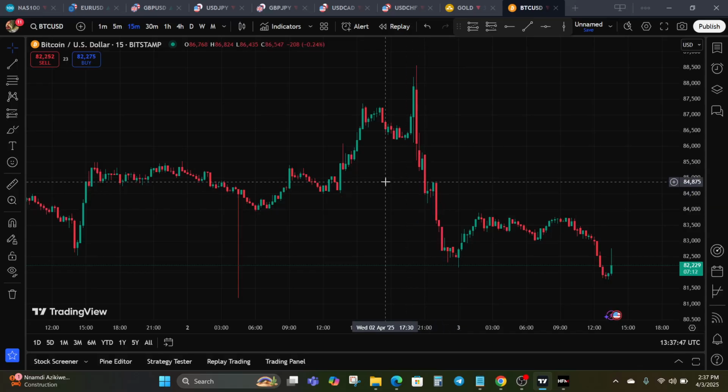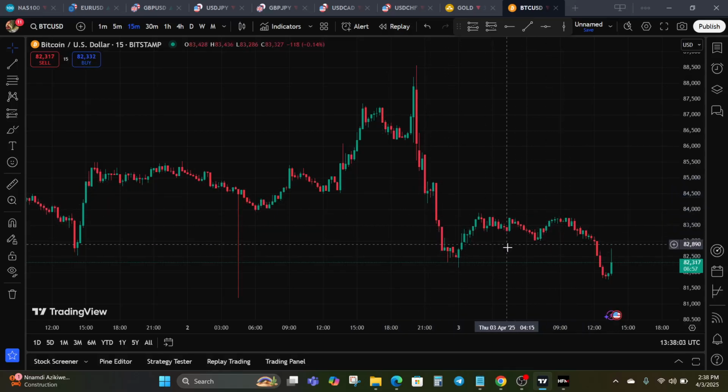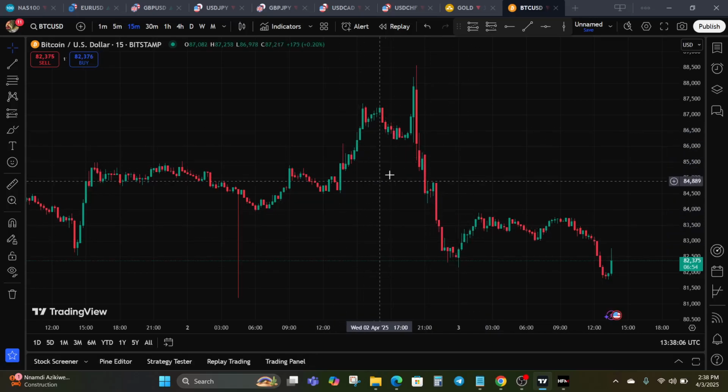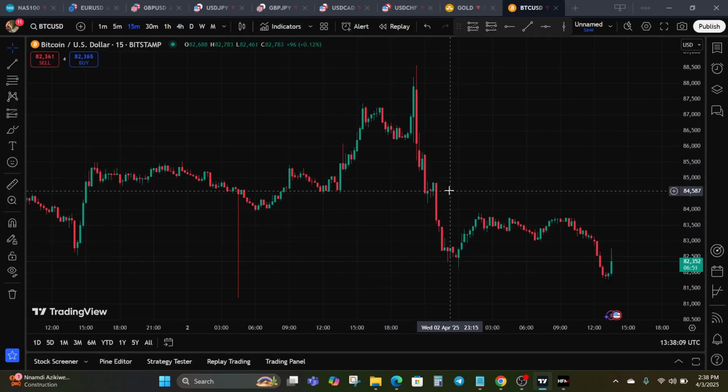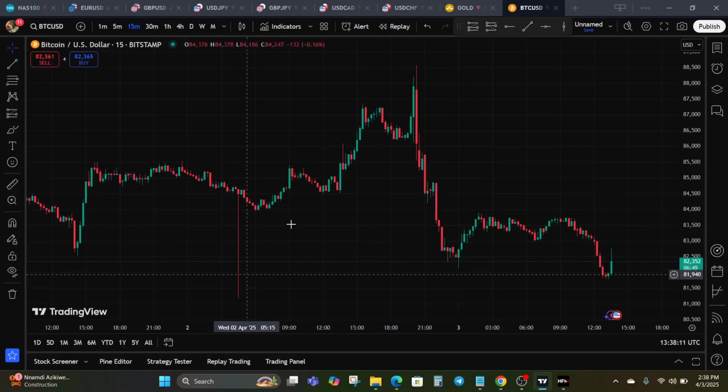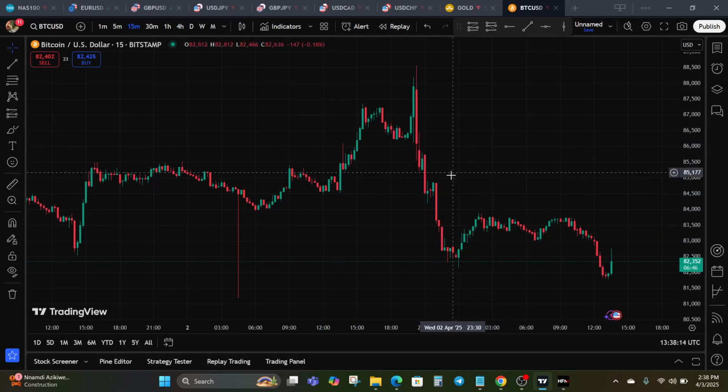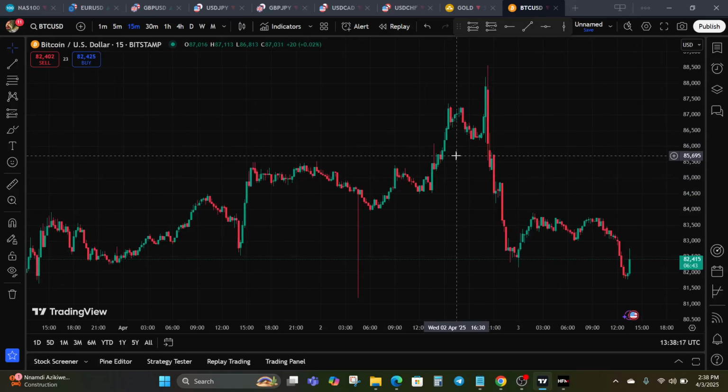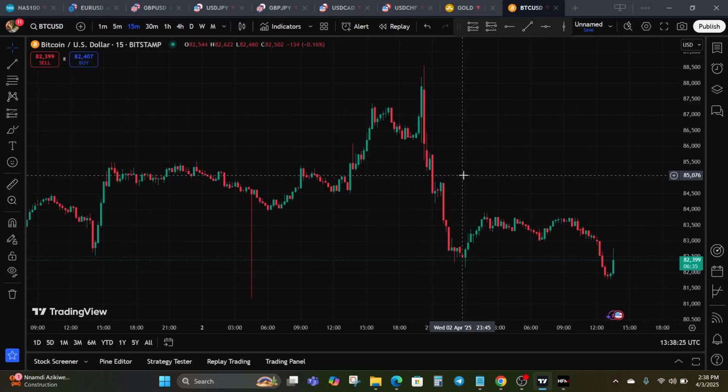All right, now scalping is a trading style where traders aim to profit from short-term, small price movements by executing multiple trades within a short period. In BTC USD scalping, we target quick entries and exits to take advantage of Bitcoin's volatility. So unlike swing trading or long-term investing, scalping focuses on short bursts of price action, making it perfect for traders who thrive on fast decision making.